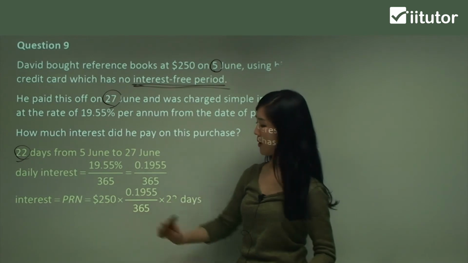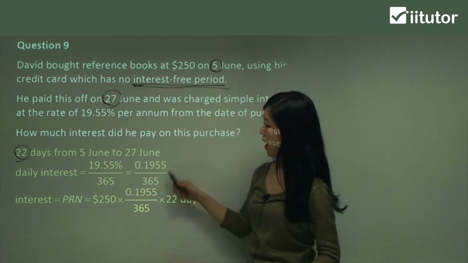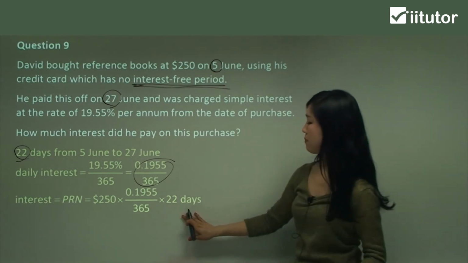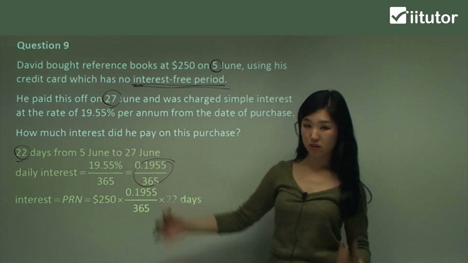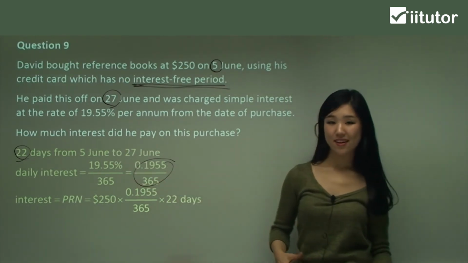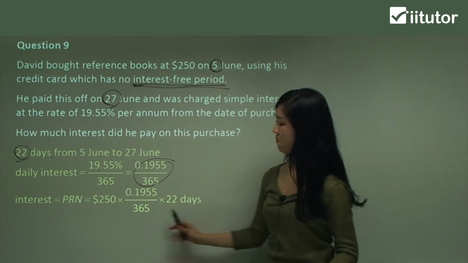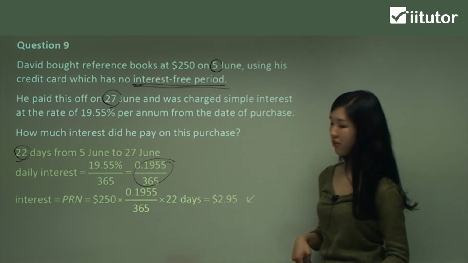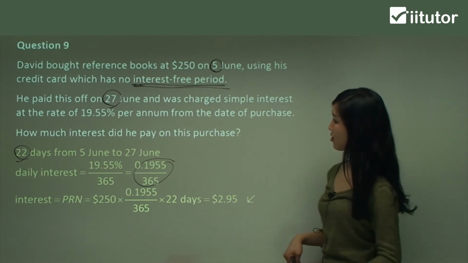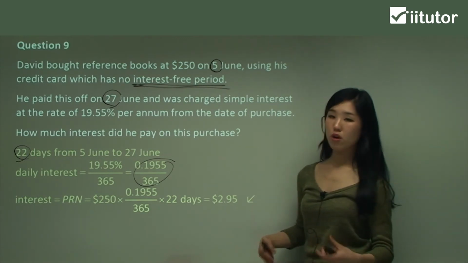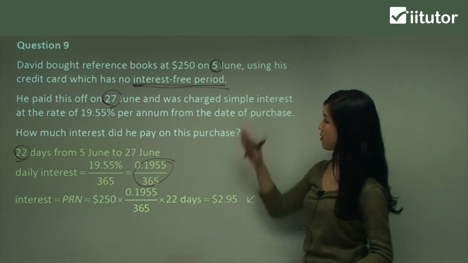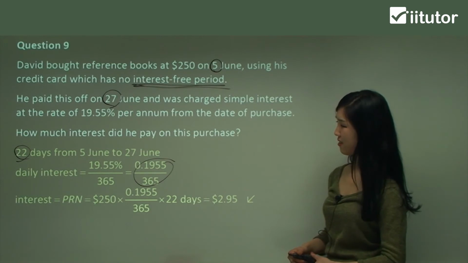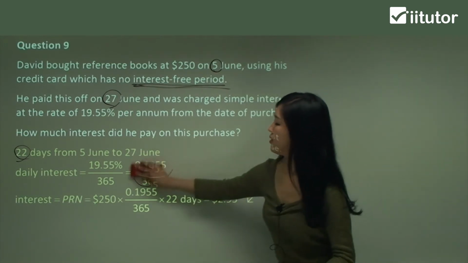So we can make that as P, and times it by our daily interest rate. And then times it by how many days we're going to be charging interest on, just 22 days. And we have the same units, don't we? So that's a good thing. $2.95. So basically our interest for using a credit card for the book is going to be simply $2.95. Okay, so that's the whole logic about this. Have a look.